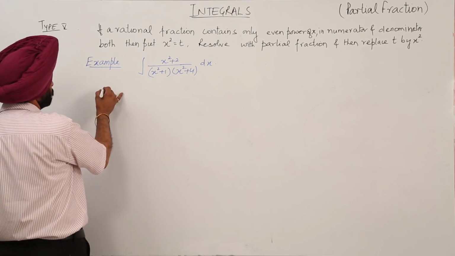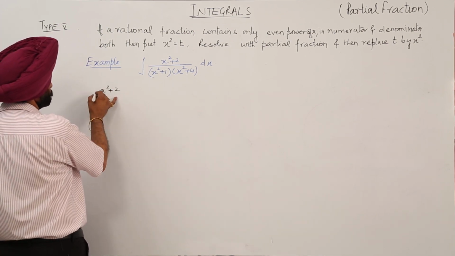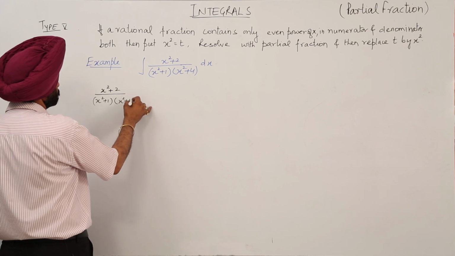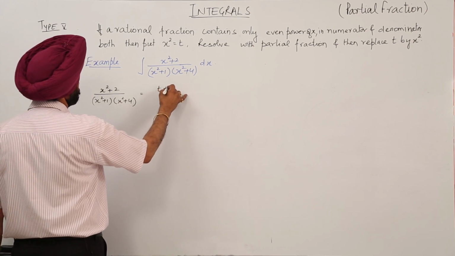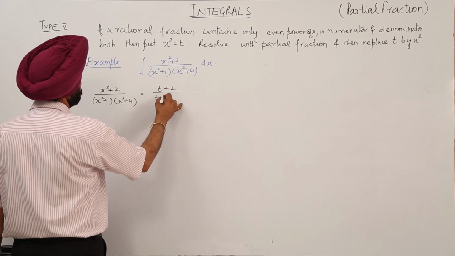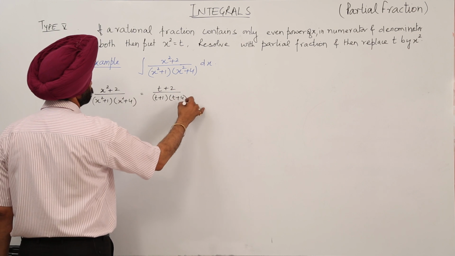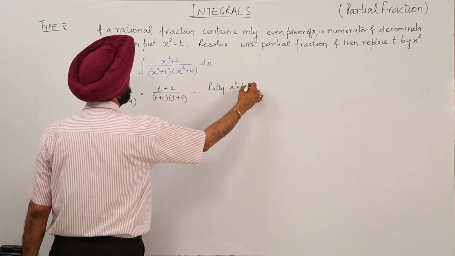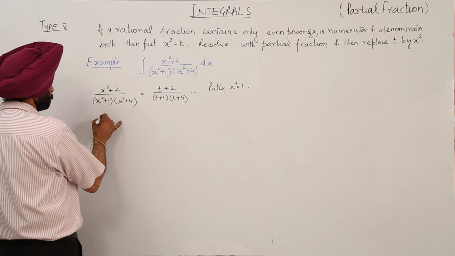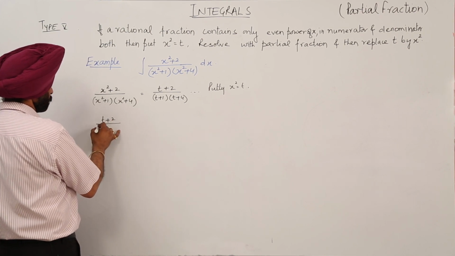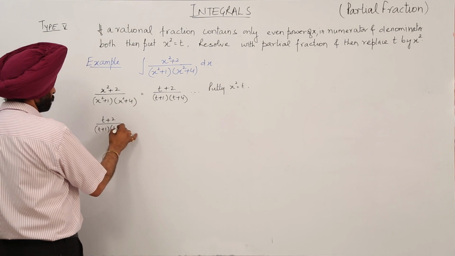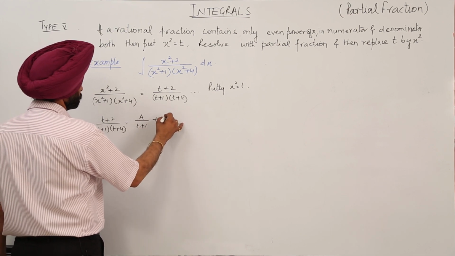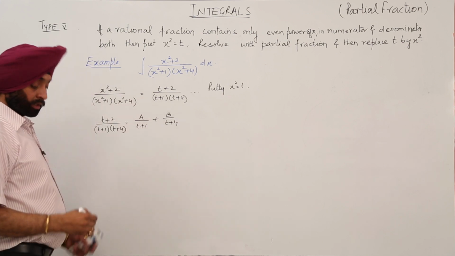Now we are having (x square plus 2) upon (x square plus 1)(x square plus 4). This is equal to (t plus 2) upon (t plus 1)(t plus 4), putting x square is equal to t. Now (t plus 2) upon (t plus 1)(t plus 4) can be written as a upon (t plus 1) plus b upon (t plus 4). Is it clear?